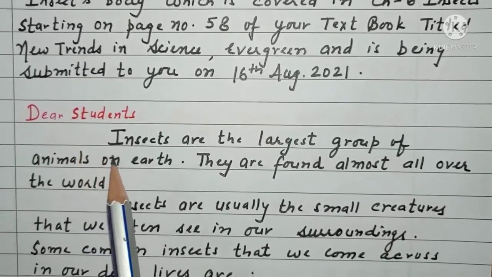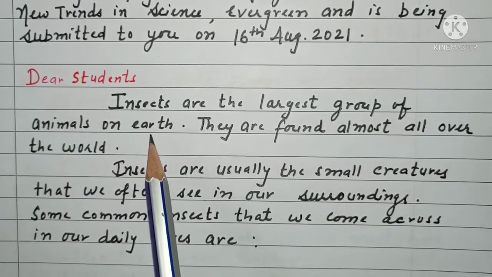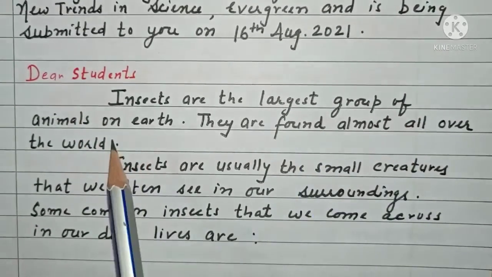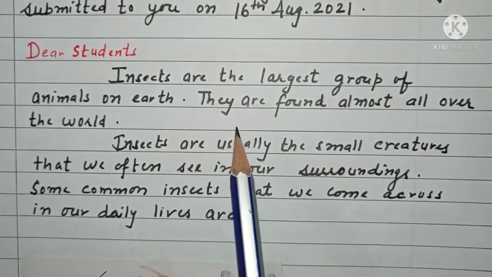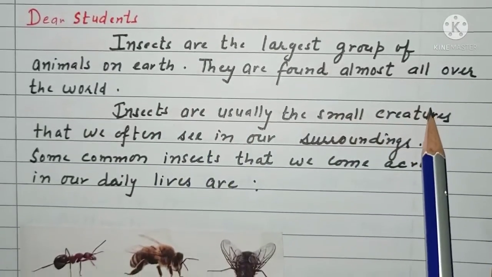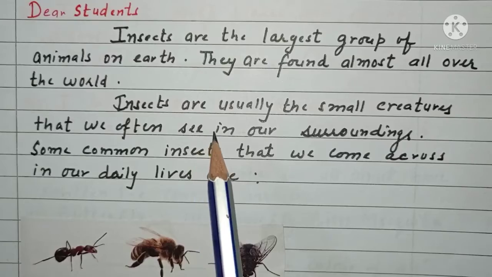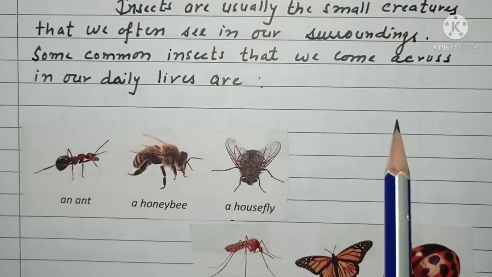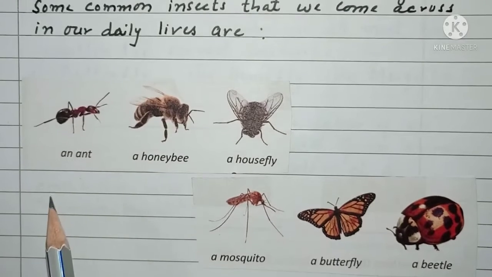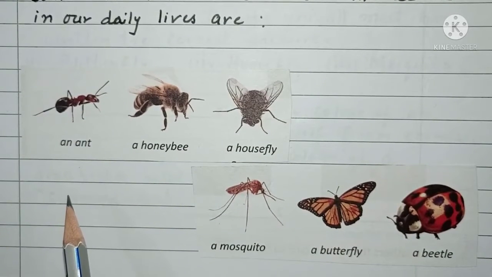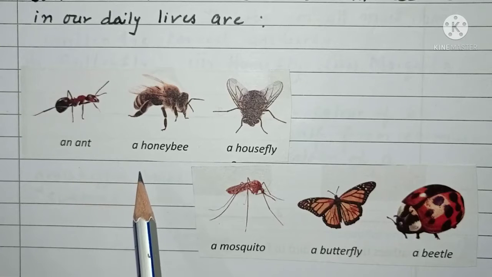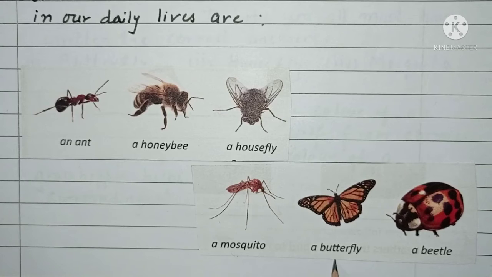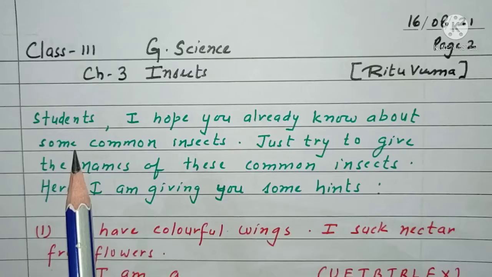My dear students, as you all know, insects are the largest group of animals on earth and they are found almost all over the world. Insects are usually the small creatures that we often see in our surroundings. And some common insects that we come across in our daily lives are an ant, a honeybee, a housefly, a mosquito, a butterfly, and a beetle.